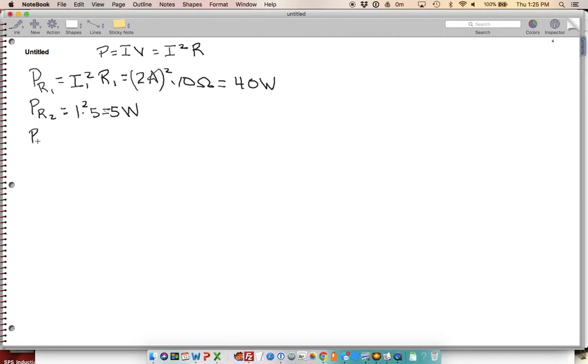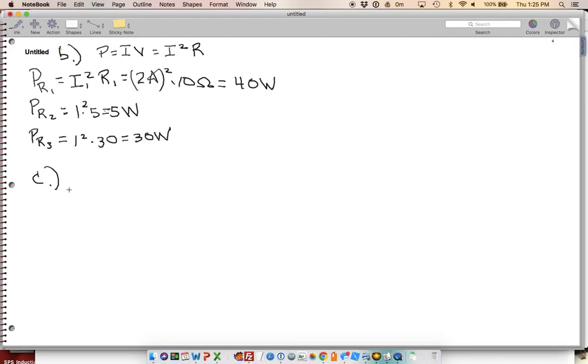And PR3, I is going to equal 1 amp squared times 30 ohms. So that's going to be 30 watts. So those are our resistors. And now the next one, part C. Part C is find the power delivered to or by each battery. And you have to say delivered to or delivered by, and show which battery is being charged. So here we're going to use the equation P is equal to IV.